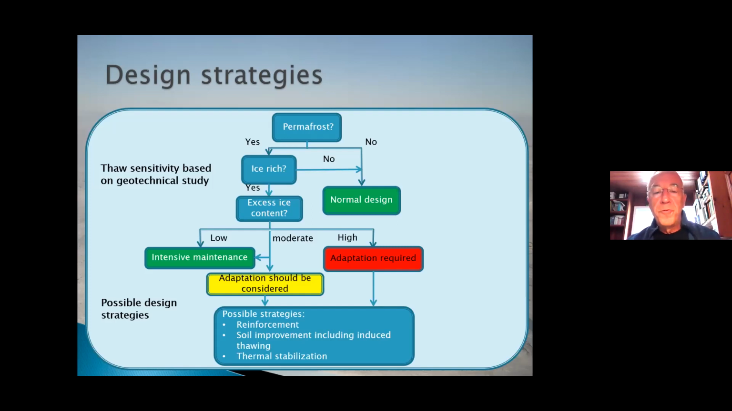You can also improve soil. The easiest way to do that would be to excavate and replace thaw-sensitive soil using dry granular material, for instance. You can also induce thawing and improve the quality of your foundation by imposing thawing prior to construction. We can discuss that later. And finally, the third strategy, which has been the most widely used strategy to cope with permafrost problems, is thermal stabilization.